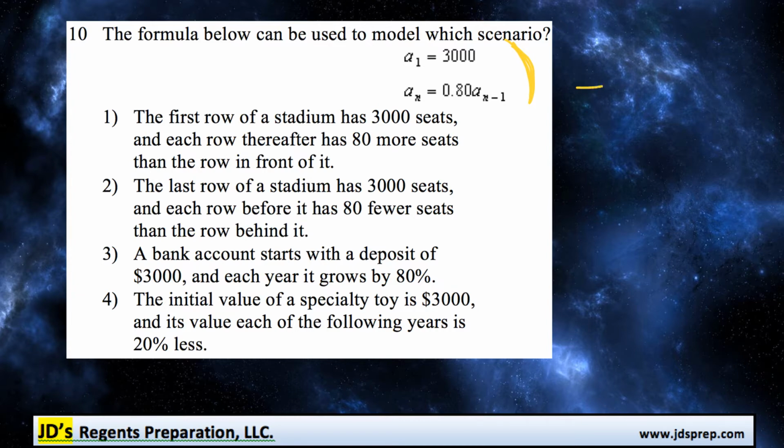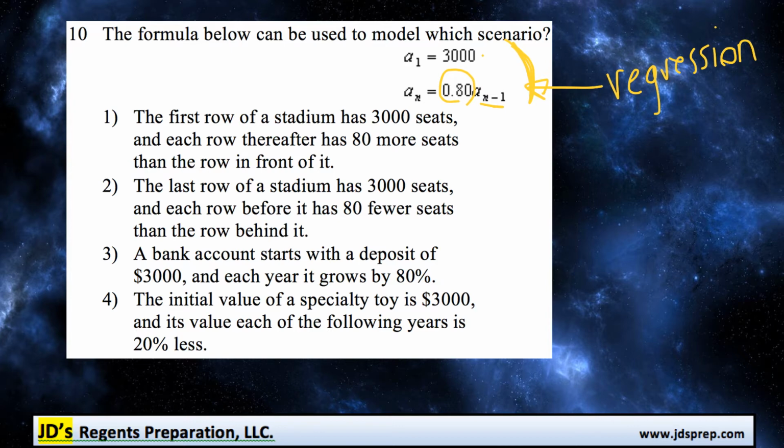Now, the first thing we notice is that we have 0.80 here being multiplied by the previous term. So this is clearly an example of something in regression. In other words, it's decreasing. I mean, anytime you multiply, well, if we multiply 3,000 times 0.80, it's decreasing, right? And then each iteration after that, it's going to continue decreasing.